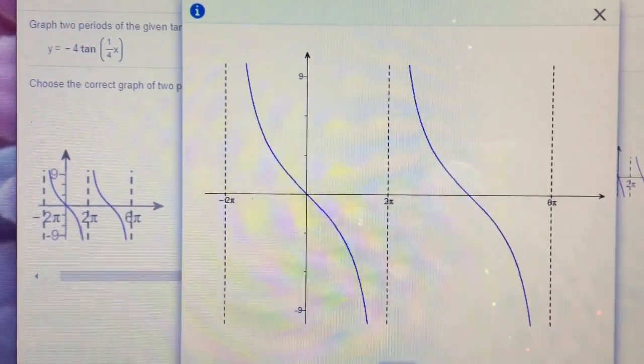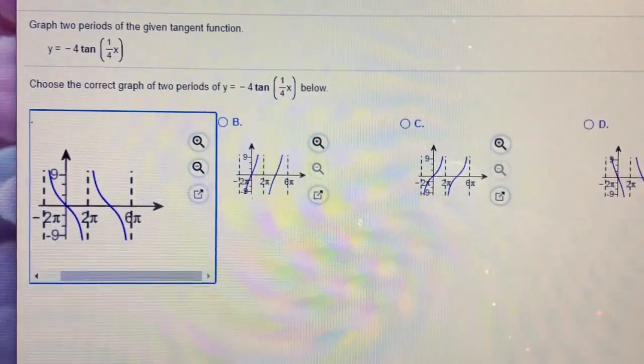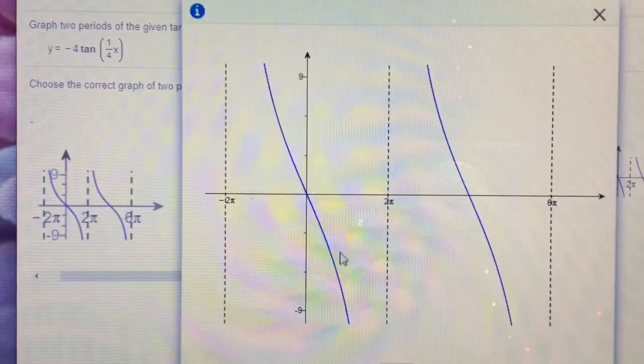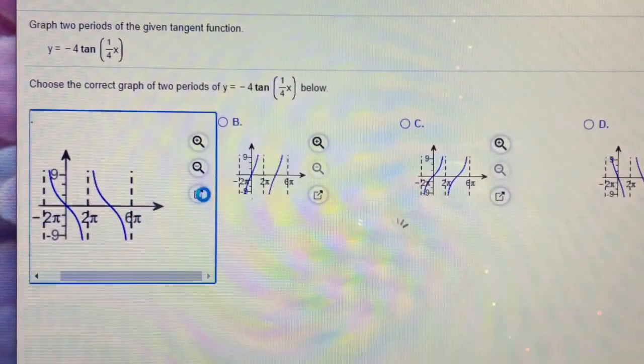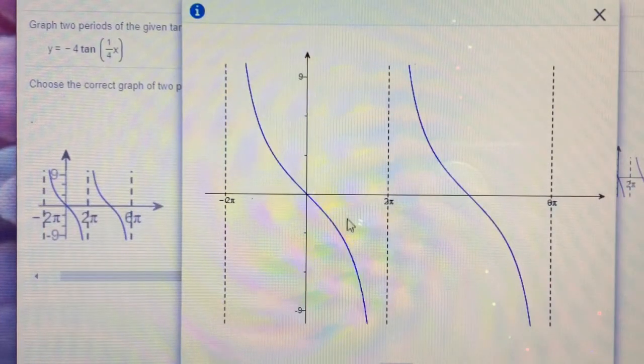After much deliberation, I believe I'm going to go with choice A. It's the one that lands a little bit below 3. I'm going to have to go with choice A.